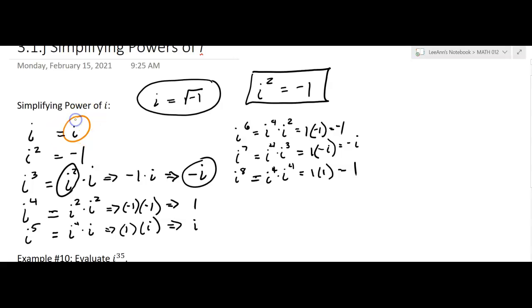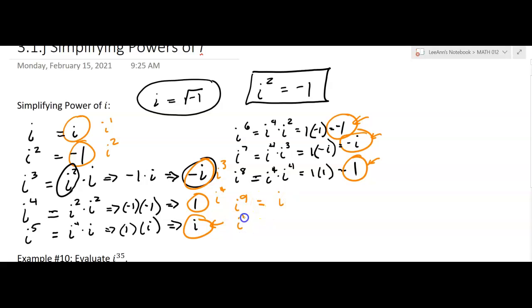You have i, -1, -i, 1. i, -1, -i, 1. It takes 4 times to go through the cycle. So this is i to the first, this is i squared, this is i cubed, and this is i to the fourth. And then it starts over with i, -1, -i, 1. So if I went i to the ninth, I'm back to the beginning of my cycle. That would just be i. i to the 10th, that's going to be the next one. It's going to be -1.